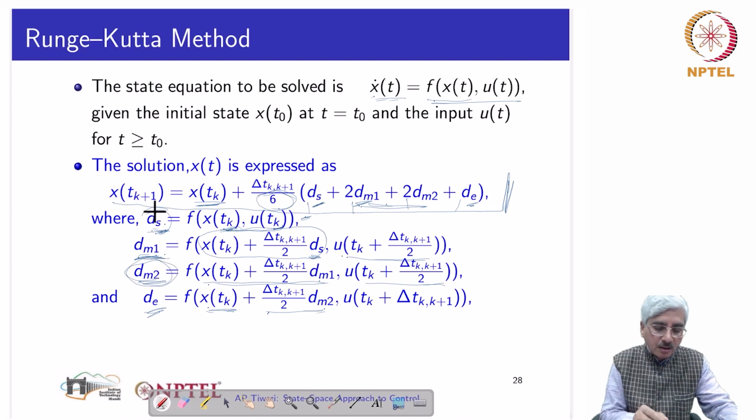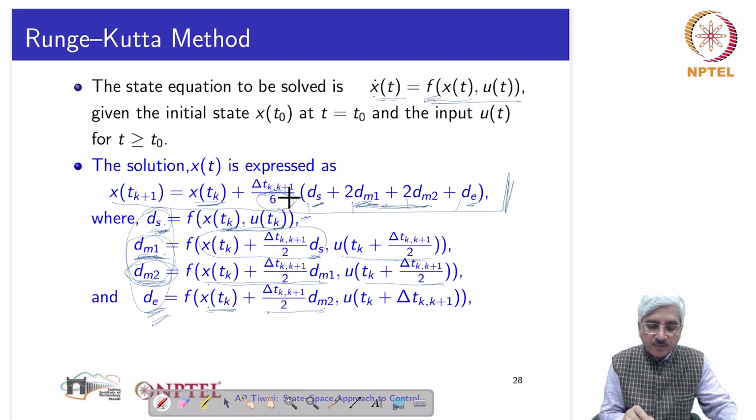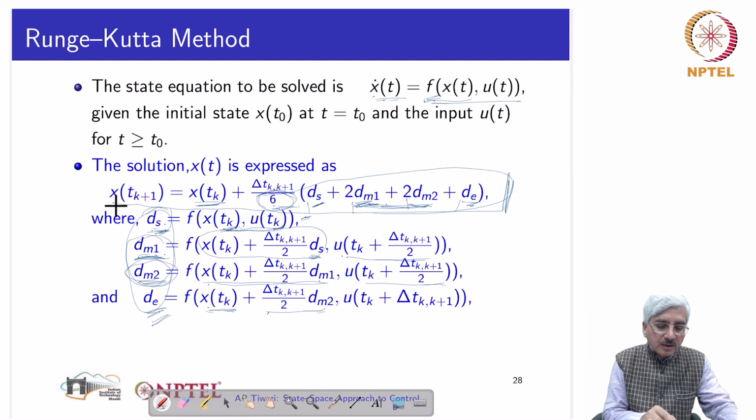So in this manner we obtain the value of the derivative 4 times, once at the start of the time step, once at the end of the time step, and twice at the middle of the time step. And we give more weightage to the value of the function or the derivative at the middle of the time step, and we obtain this weighted average (ds plus 2 dm1 plus 2 dm2 plus de) divided by 6, and that we multiply with delta t between time instants tk and tk plus 1, and then we evaluate x(tk).